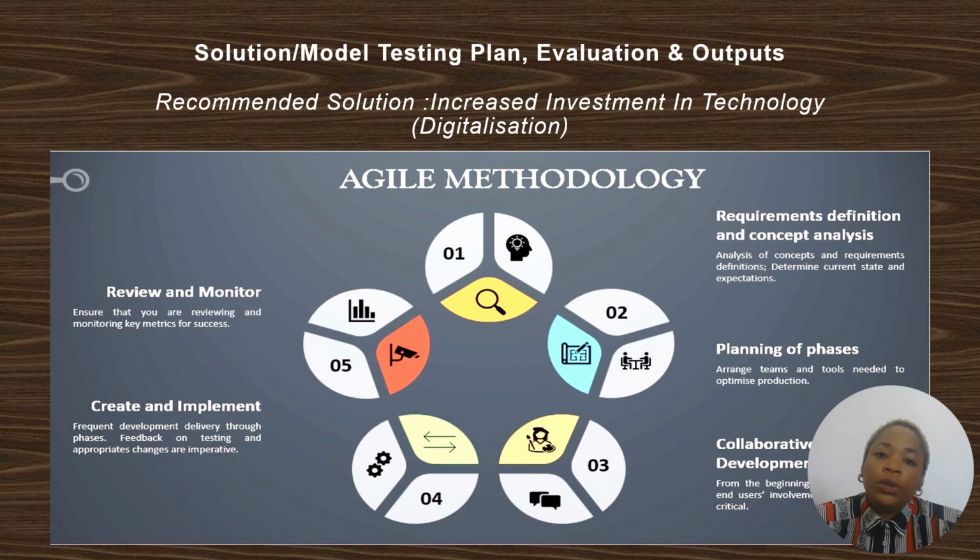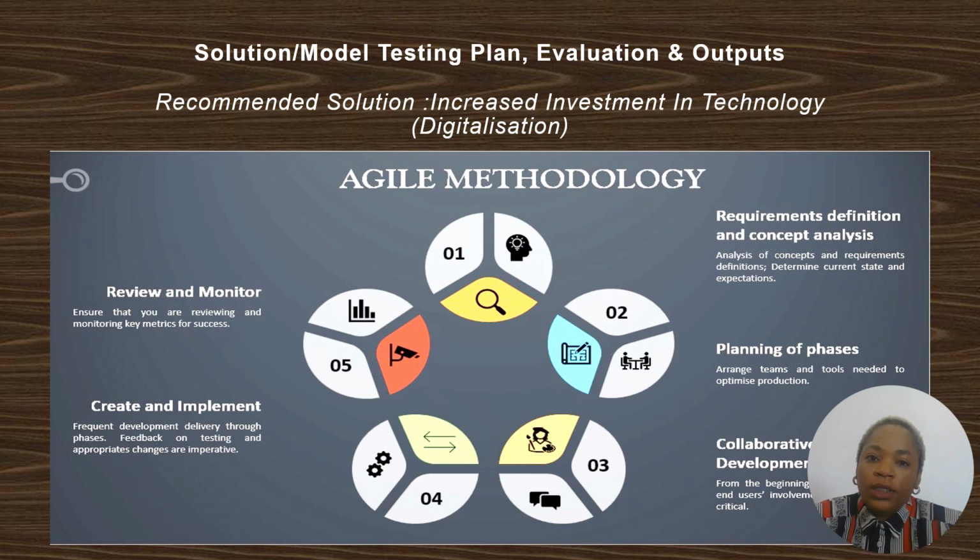Solution model testing plan, evaluation and outputs continuation. The recommended solution for Kasville Pharmacy is increased investment in technology, which is digitalization. Agile framework or methodology will be used to carry out all this process. We have 5 stages in this agile framework. The first stage is the requirement definition and concept analysis.